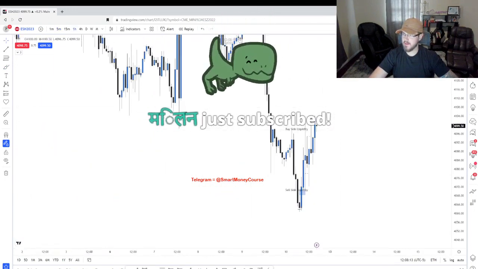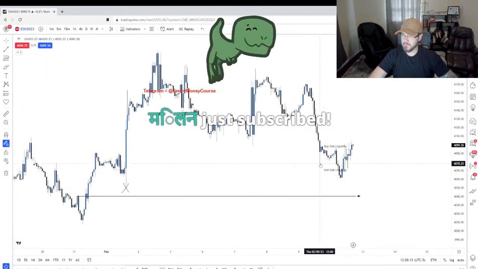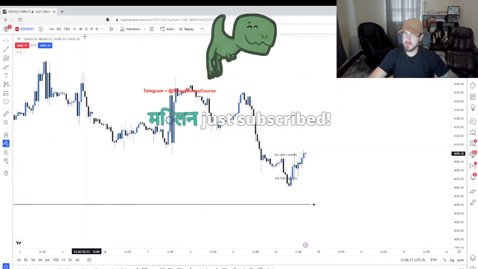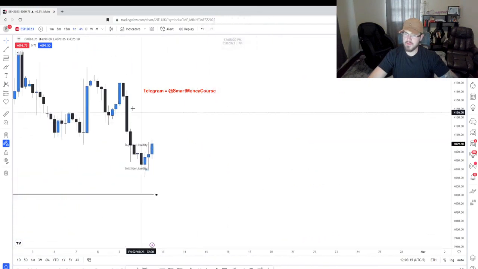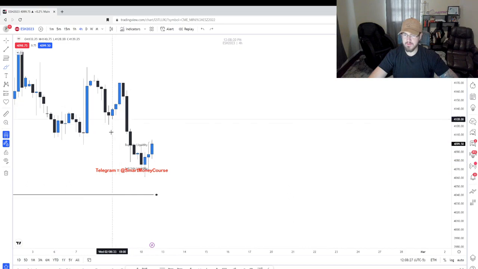Now, if we look at the higher time frames, let's look at a 4 hour, we've also taken out a massive liquidity pool, all right? And then we've taken out liquidity again. So we have a reason to look for a bullish narrative.